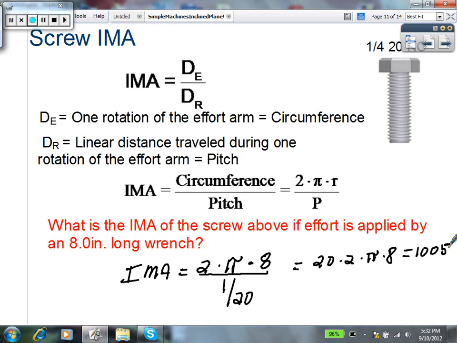Okay, now look at this. This is a huge ideal mechanical advantage. There's no way you're going to actually see something like that. And the reason the actual mechanical advantage is so much lower is because of the friction loss when you put two of these surfaces next to each other. There's so much surface area for those screw threads.